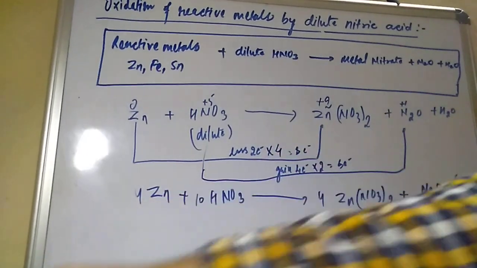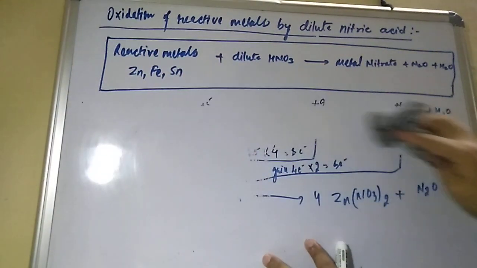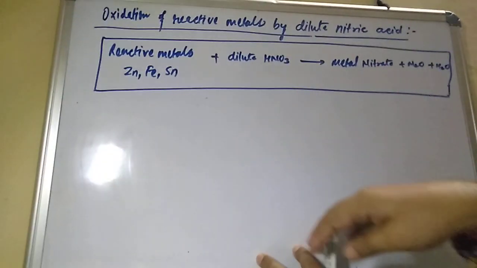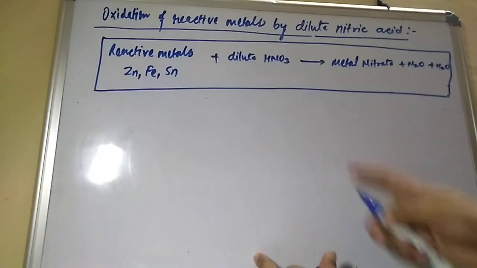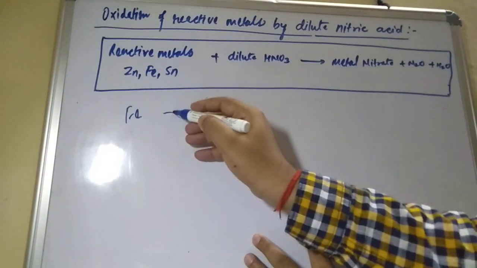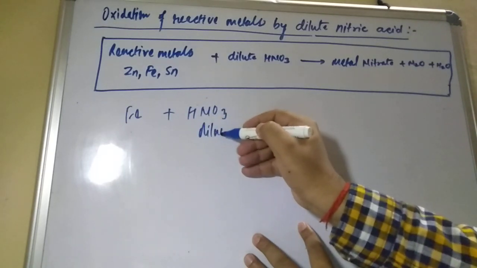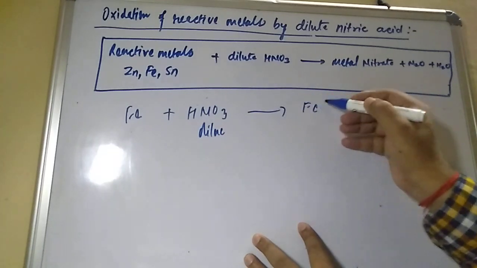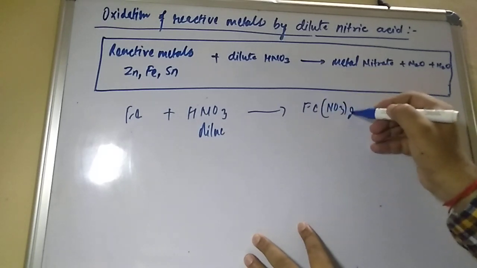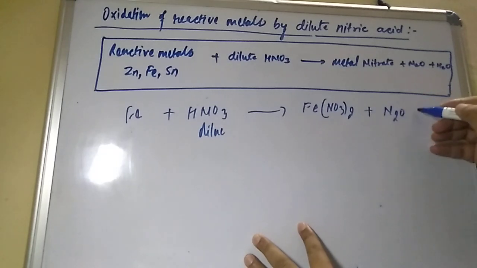Now let us move to another equation and see the case of iron. The case of iron will be quite different from zinc because the valency of the iron is different. If I take Fe plus dilute HNO3, it will give Fe(NO3)2 plus N2O plus water molecule.